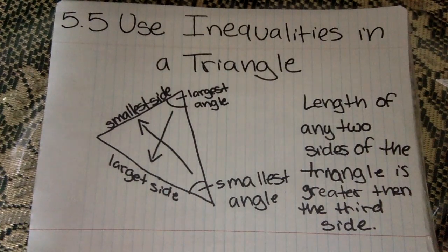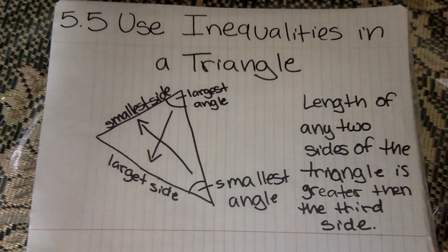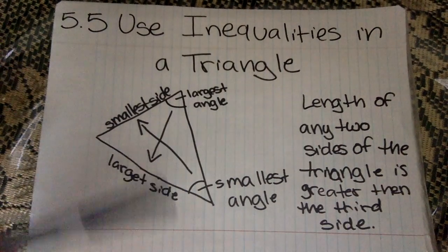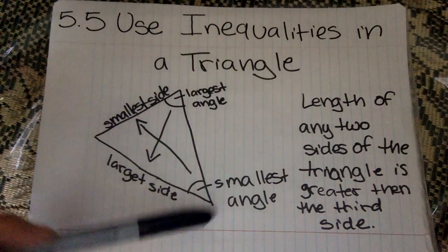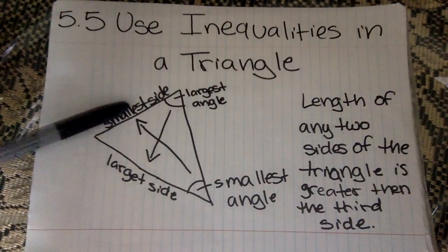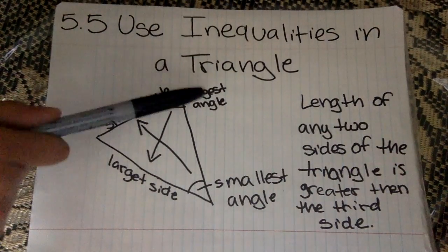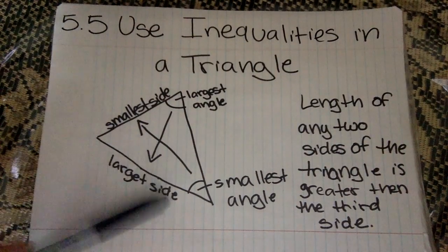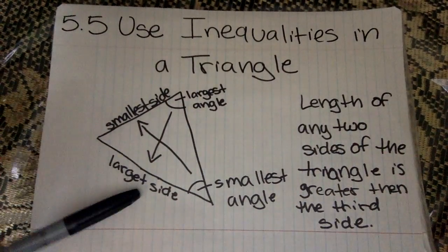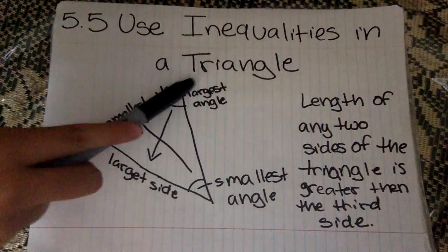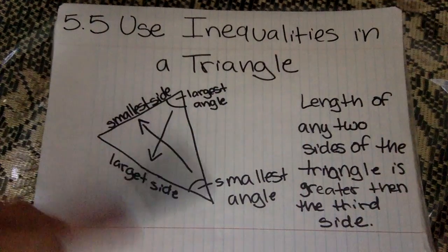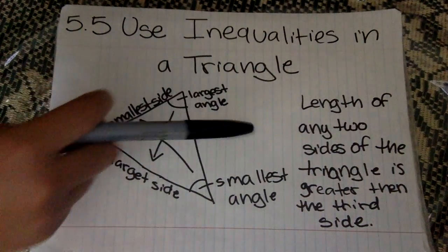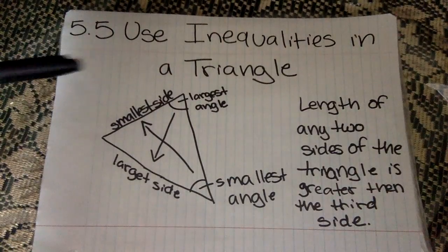Anyway, this is 5.5, use inequalities in a triangle. It's actually pretty simple. So basically, when you see the smallest angle, the opposite side of the smallest angle would be the smallest side, and for the largest angle, the opposite of the largest angle would be the largest side. Similarly, the largest side is opposite the largest angle, and the smallest side is opposite the smallest angle. Another thing we learned is the length of any two sides of the triangle is greater than the third side.